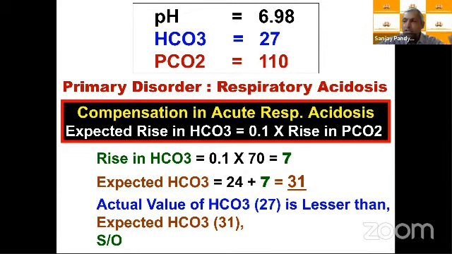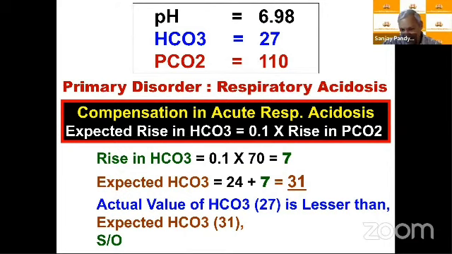It should be 31 if it would have been a simple disorder. But instead of 31, the actual value of bicarbonate is lesser. So, which condition reduces the bicarbonate? Metabolic acidosis. And therefore, what is the likely coexisting problem?